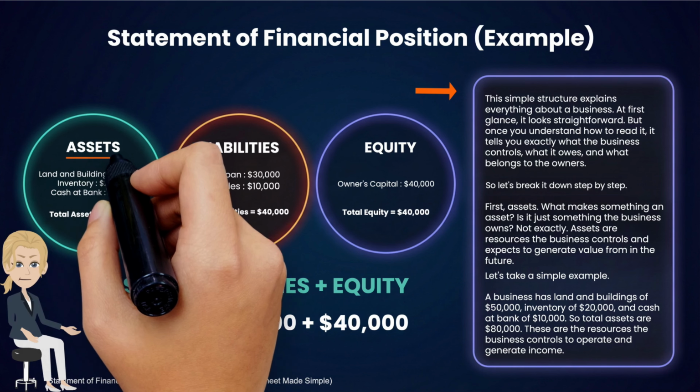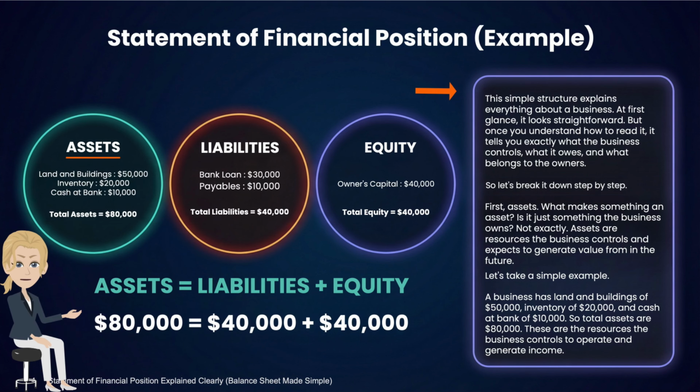First, assets. What makes something an asset? Is it just something the business owns? Not exactly. Assets are resources the business controls and expects to generate value in the future. Let's take a simple example. A business has land and buildings of $50,000, inventory of $20,000, and cash at bank of $10,000. So, total assets are $80,000. These are the resources the business controls to operate and generate income.